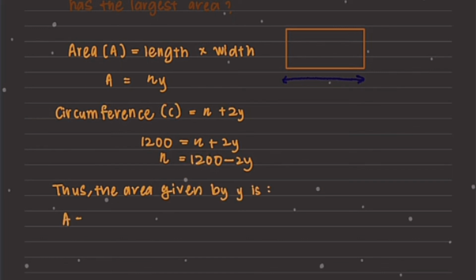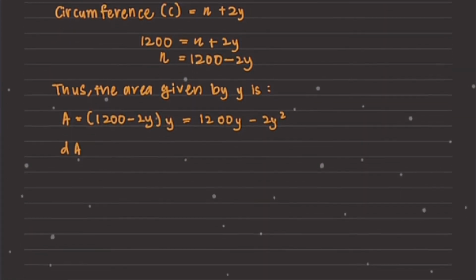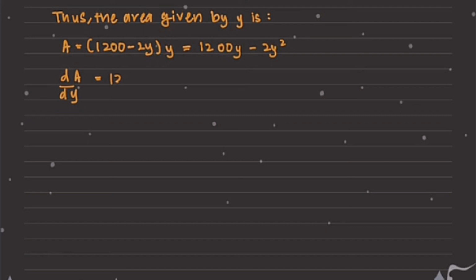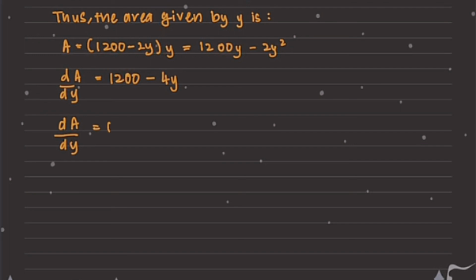Okay, so first A equal to (1,200 minus 2y) multiply with y, and then we will get 1200y minus 2y². Okay, next we need to do the first derivative, dA/dy equal to 1200 minus 4y. Okay, so dA/dy equal to 0. Means here 1200 minus 4y equal to 0. And then the value of y is 300.